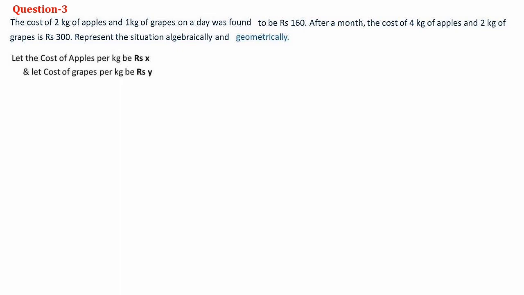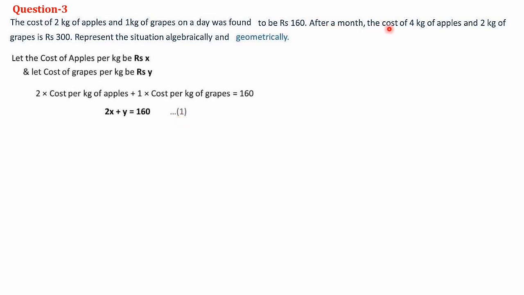So let's form the equation as per the condition. 2 into the cost of 1 kg of apples, plus here 1 kg of grapes they are buying, so 1 into the cost per kg of grapes, is 160. That is 2 into x plus y is equal to 160. Label it as equation number 1.